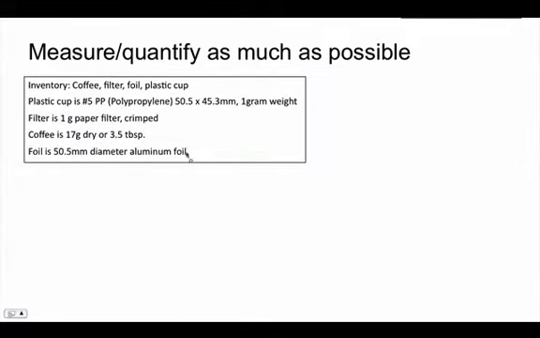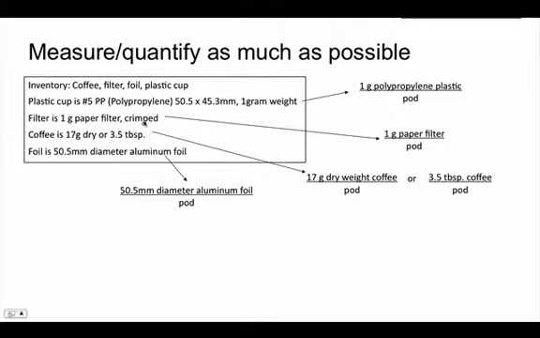This is the information that I actually measured: the plastic, the filter, the coffee, and the foil. The goal is then to put it all over its functional unit, again per pod. Here, 1 gram polypropylene plastic per pod. Then 1 gram of paper filter per pod. With the coffee, I can do 17 grams of dry weight per pod, or by volume, 3.5 tablespoons of coffee per pod. And then looking at the diameter of the foil.